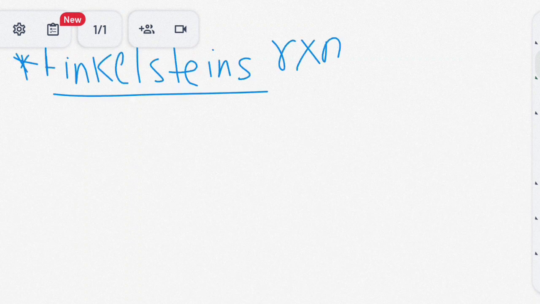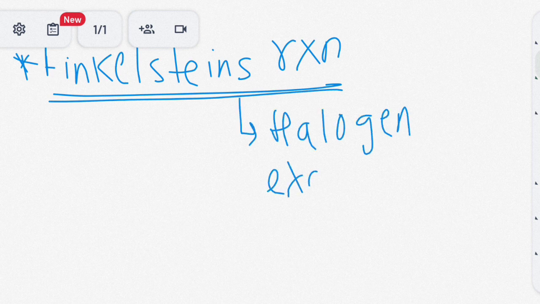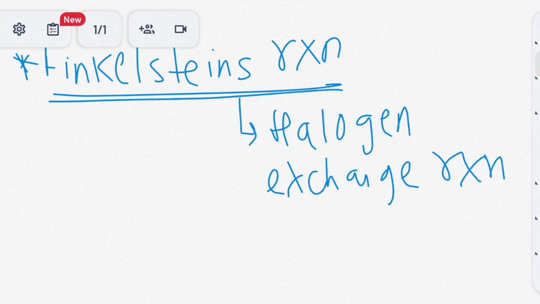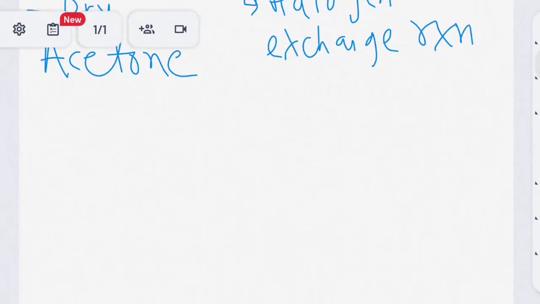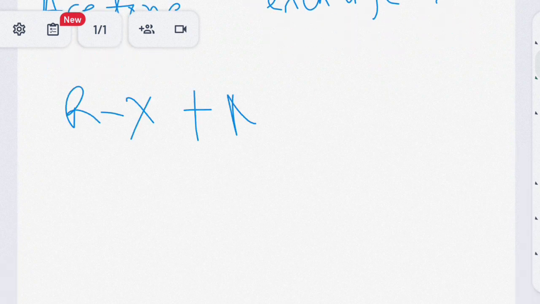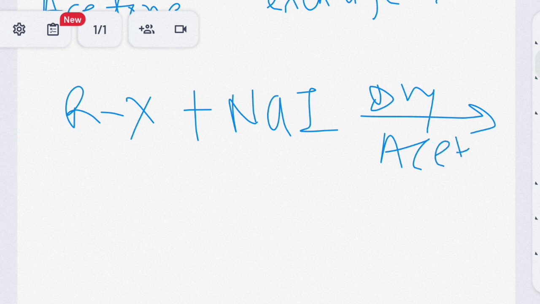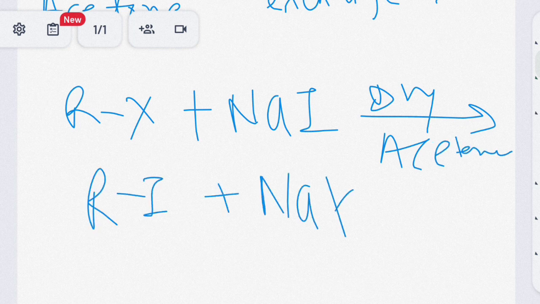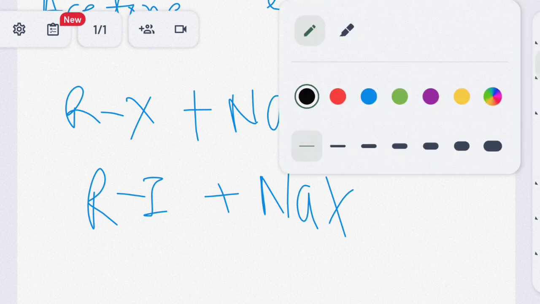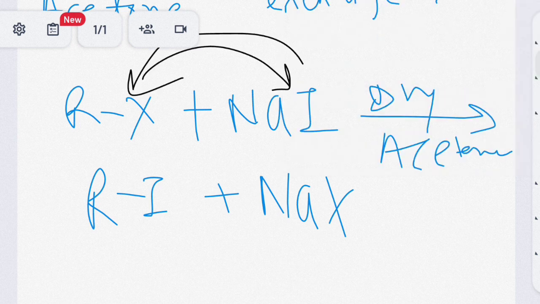So now we will study Finkelstein's reaction. Finkelstein's reaction is also called the halogen exchange reaction, and it is performed in the presence of acetone. It is a very easy reaction in which the haloalkane is reacted with NaI in the presence of acetone, which gives RI and NaX. So we can simply say that here halogens are exchanged. That's all it's about.